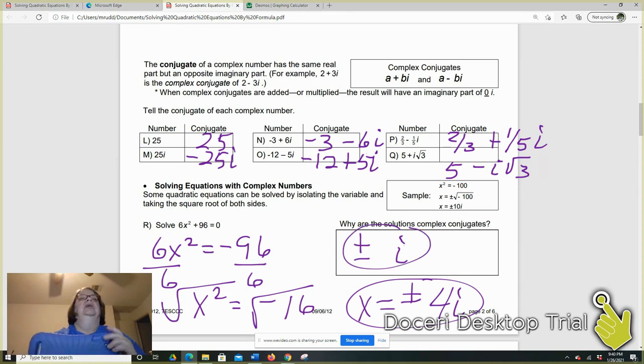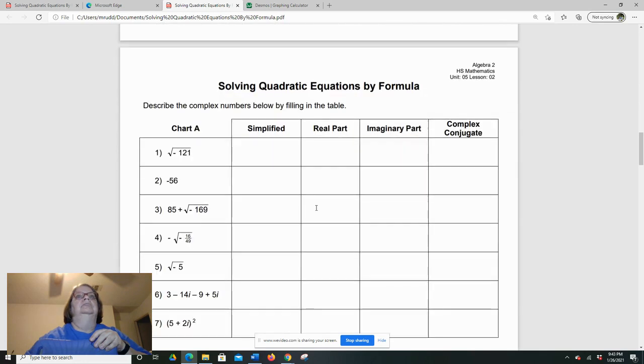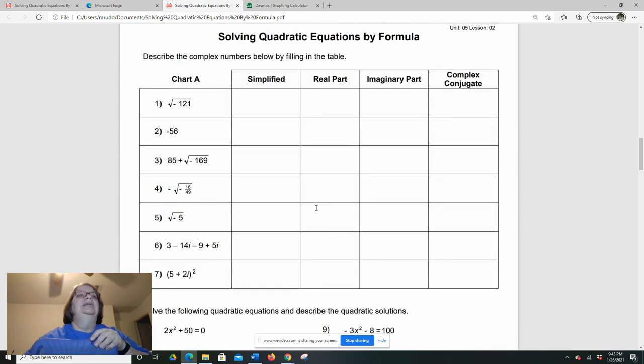All right, so what have we talked about? We talked about simplifying with the imaginary number i. We've talked about complex conjugates. With complex conjugates, the real part stays the same, and the imaginary part changes sign. We did enough of this yesterday with the simplifying that we're going to skip that part.